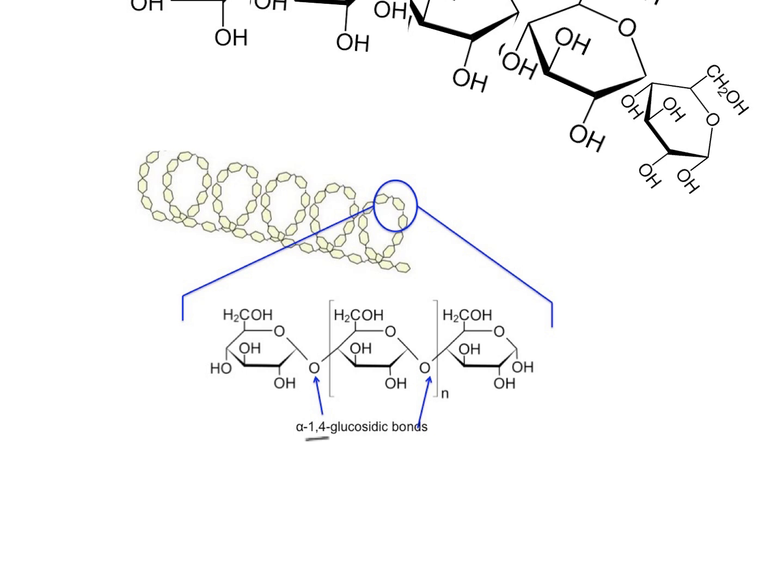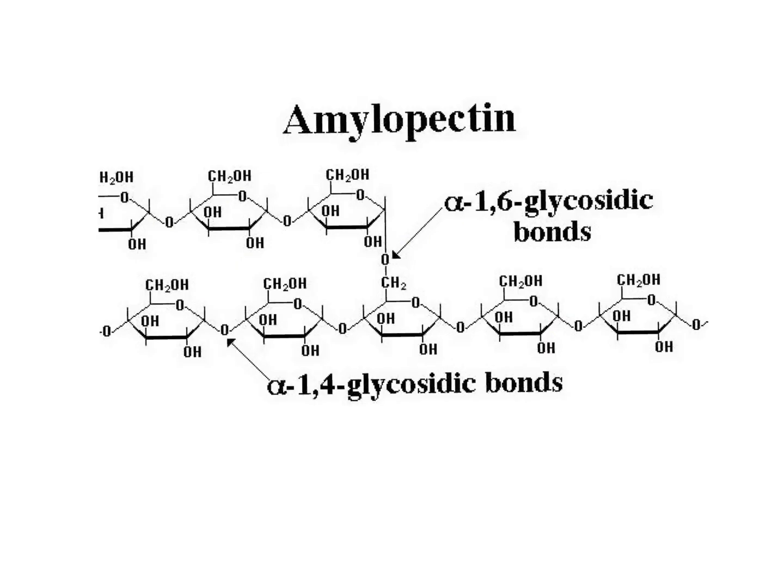Because of their helical structure, amylose is a good way of storing a lot of energy because you can pack lots of glucose molecules into this helical structure. As well as 1,4 glycosidic bonds, you can also get 1,6 glycosidic bonds forming between alpha glucose molecules as well.